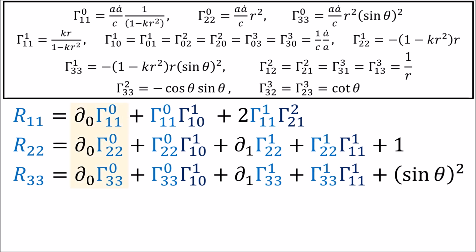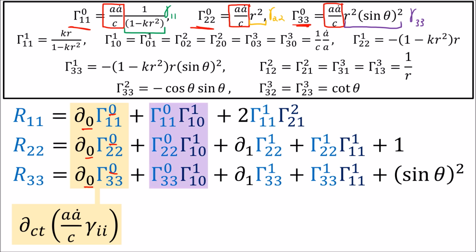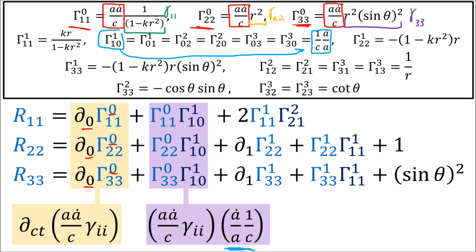And immediately we see that the first terms in each case are zero derivatives of a coefficient with 0 on top. Notice that all of these coefficients start with a dot over c, and then are followed by the spatial terms in the metric for r, theta, and phi, which earlier we called the lowercase gamma coefficients. So the first terms each equal the time derivative of a dot over c times the gamma i for that index. The second terms also have this a dot over c gamma term, but multiplied by a coefficient equal to a dot over a times 1 over c.